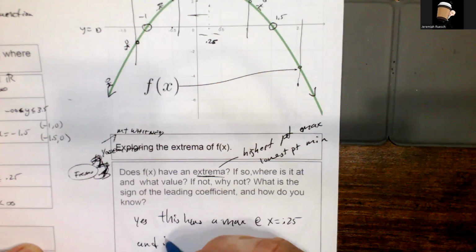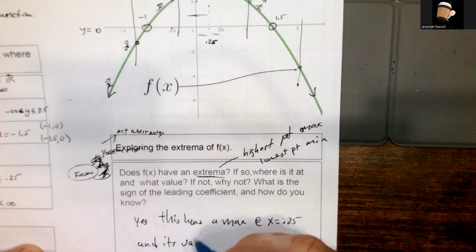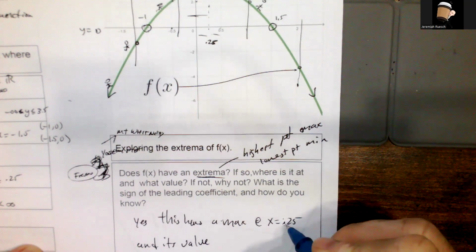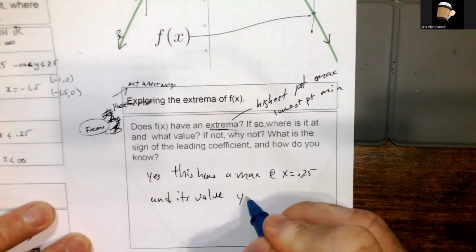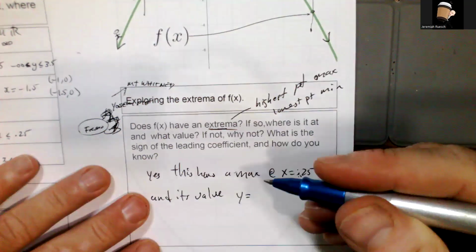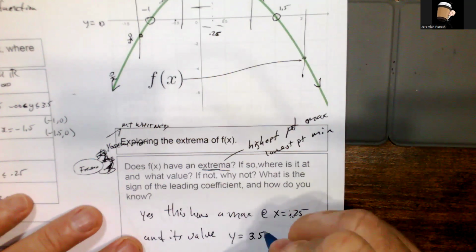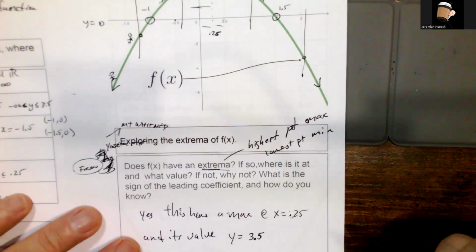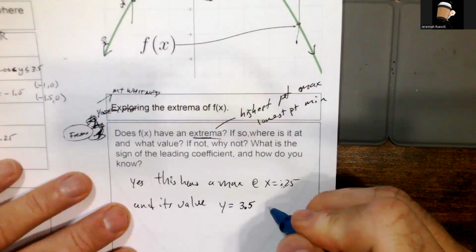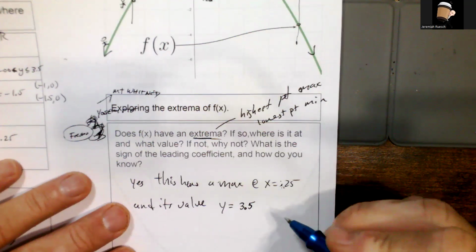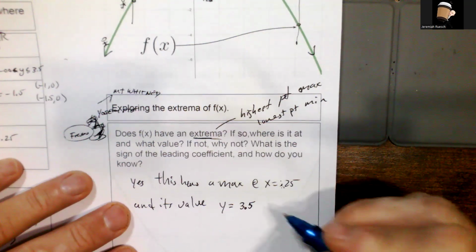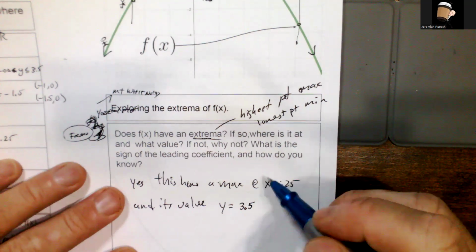and its value. Okay, so the x coordinate is where it occurs, and the y coordinate is how much of it there is. In other words, how high elevation wise are you? And I think we were kind of saying that that might be like 3.5, maybe. So maybe like 3.5 units, maybe like it's feet or kilometers or meters or miles or something like that.